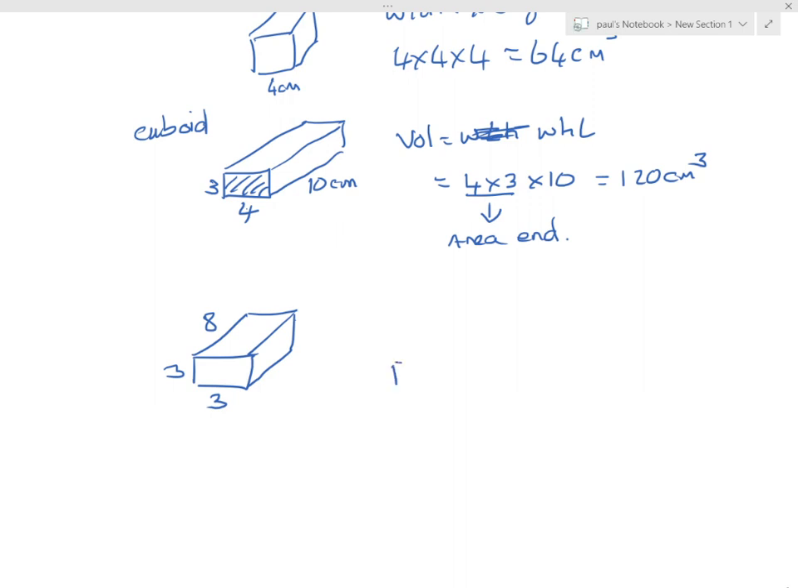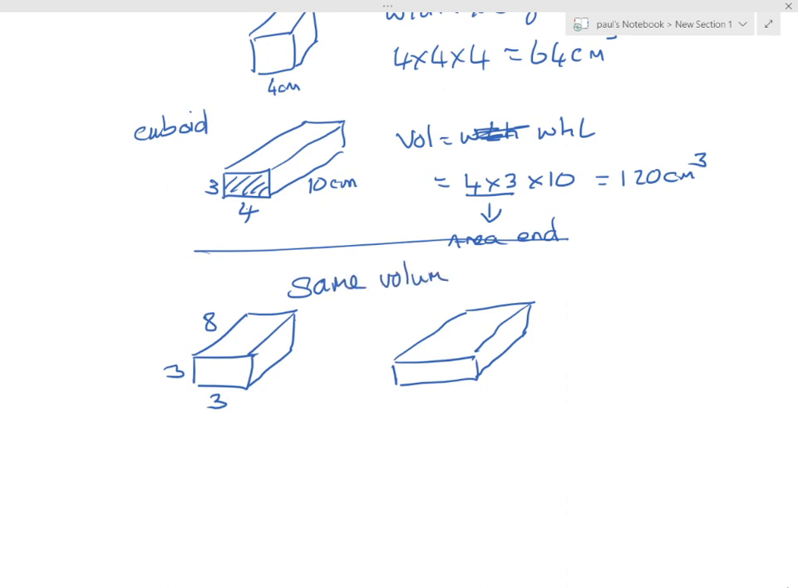Now we've got another one, slightly different shape. Now these two have the same volume, and we've got to work out what the height of the second cuboid is. So first of all, we work out the volume of this one. So the volume is 3 times 3 times 8. 3 threes are 9, 9 eights are 72. 72, we'll call it centimeters cubed.